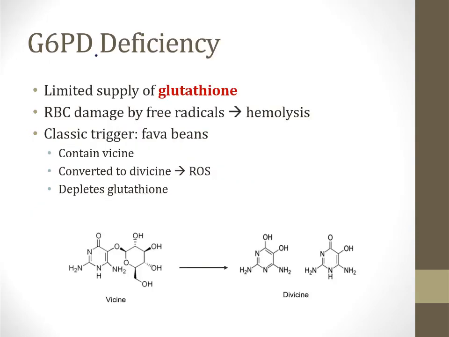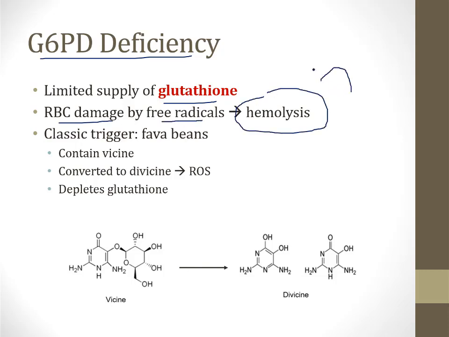The second super high yield disorder when it comes to free radicals is G6PD deficiency. In the biochemistry video on the HMP shunt, I talk about this disorder in detail. It's an enzyme deficiency disorder where patients can't synthesize normal quantities of NADPH. But for our purposes here, I want to focus on the free radical aspects of this disorder. Patients with G6PD deficiency have a limited supply of glutathione, and this makes them vulnerable to red blood cell damage by free radicals, which leads to recurrent episodes of hemolysis. That's the hallmark of this disorder, is recurrent hemolysis.